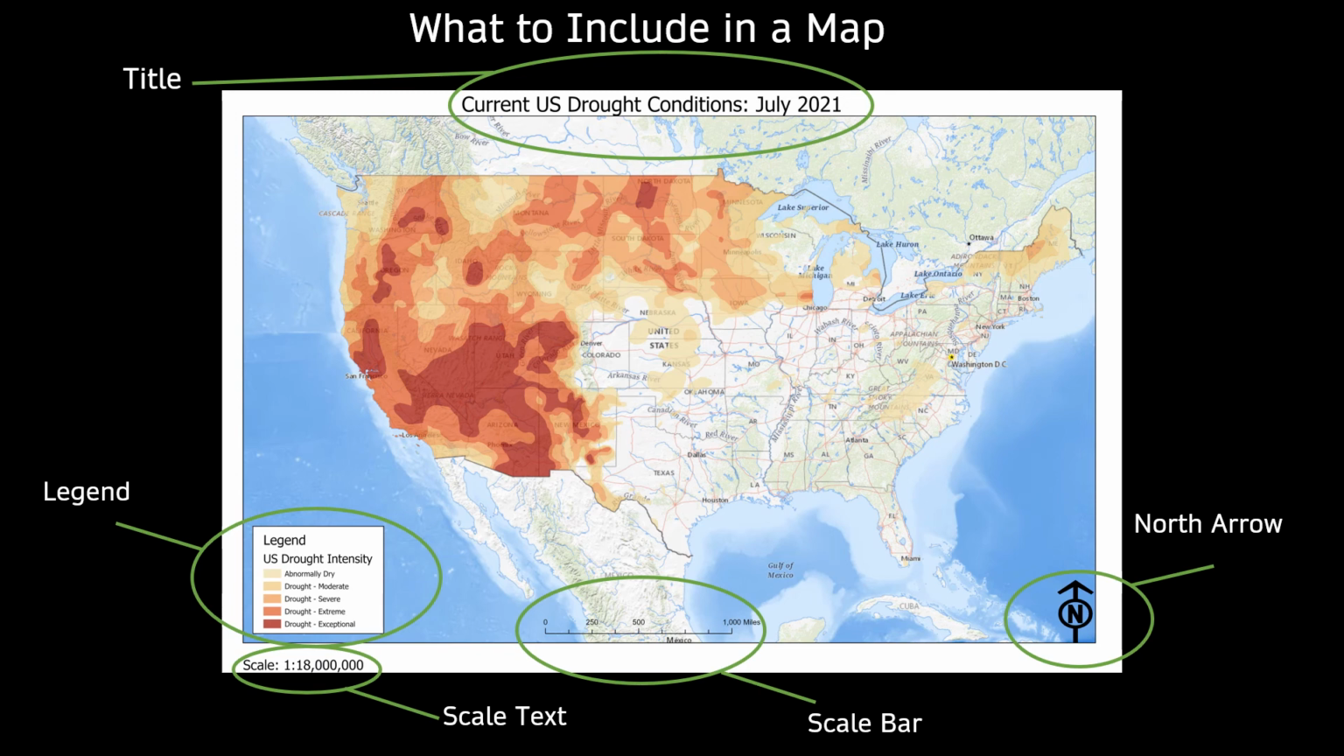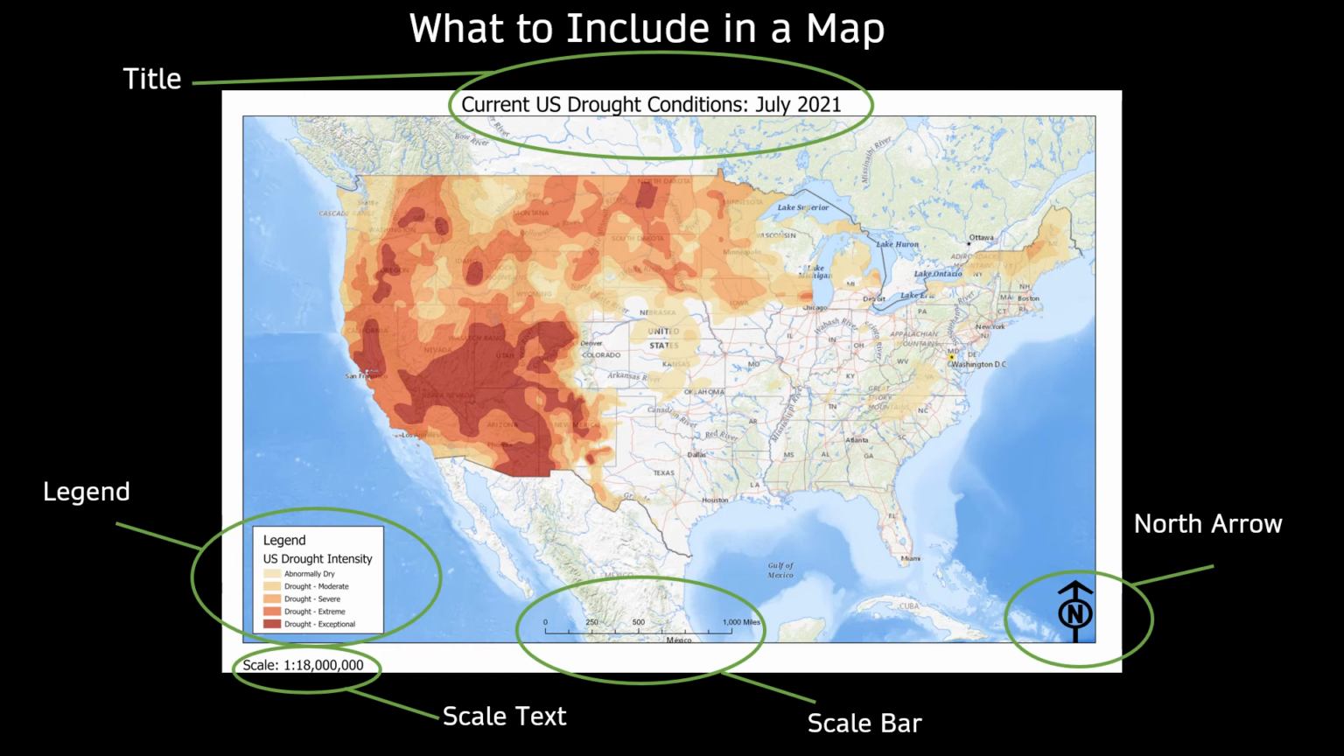Right, so this title lets us know that we're looking at U.S. drought conditions in July of 2021, which is important because giving that time frame lets us know that we're talking about July of 2021, right? We're not talking about drought conditions in 1985.